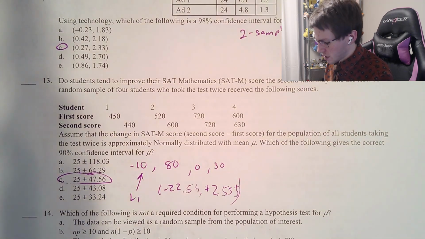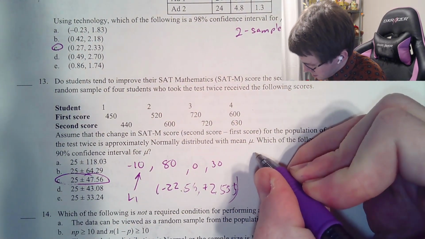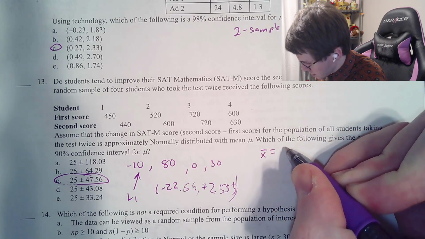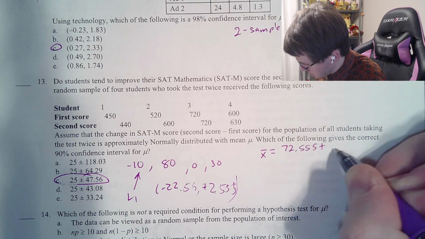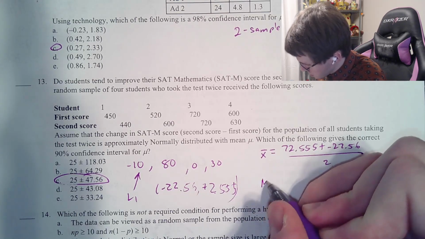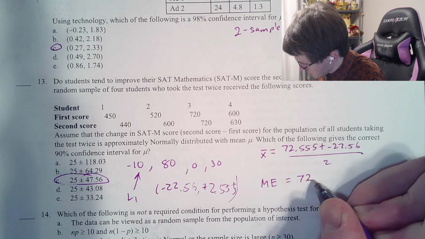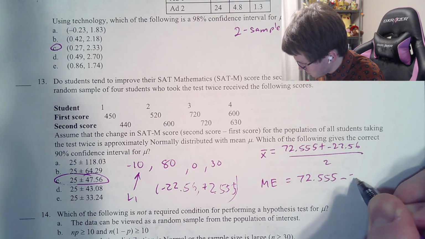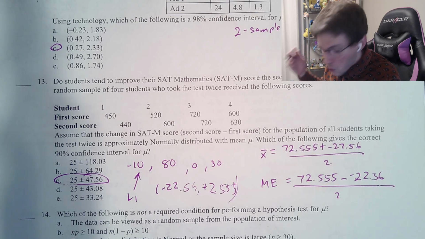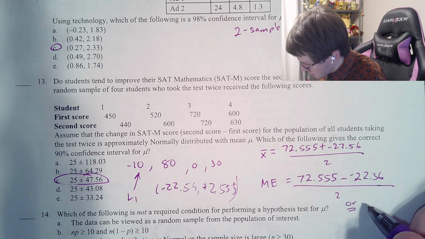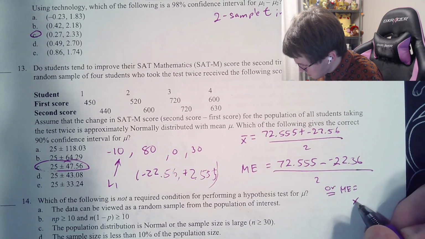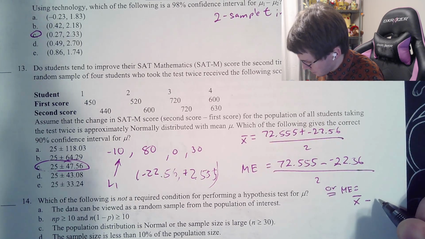So I guess I can show the work for it. The middle, which is our point estimate, our x bar here, is going to be 72.555 plus -22.56 divided by 2. And our margin of error is the same exact thing except with a minus sign: 72.555 minus the -22.56, all over 2. Or margin of error is equal to our x bar minus either end.